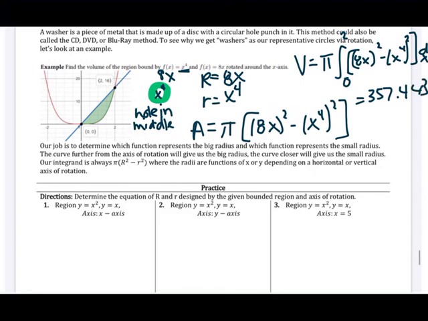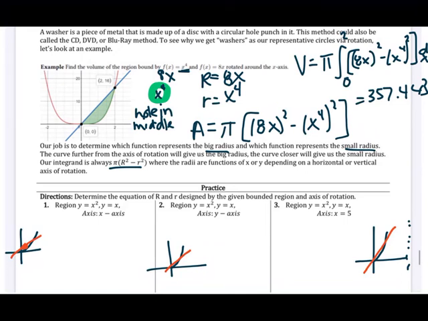So our job when we're doing these problems is to figure out which is our big radius, which is our small radius, our big and little functions, just like in 4.5. The curve from the axis of rotation will give us the big and the small. So looking at and thinking about how we're rotating, which is bigger, which is above, and our integrand is always going to be pi times big radius squared minus little radius squared. All right, let's look at some more examples.